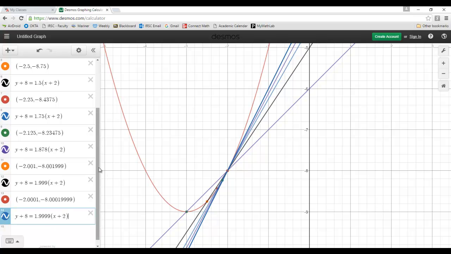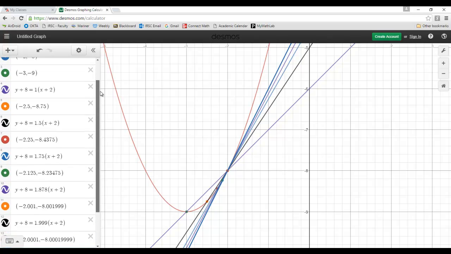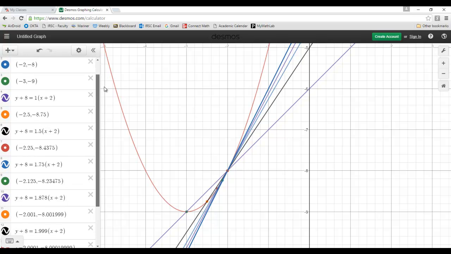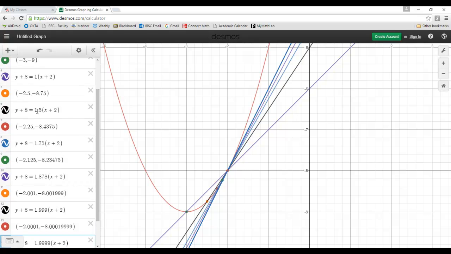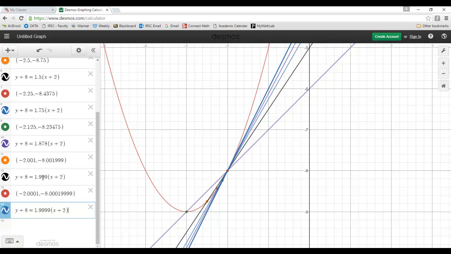So I hope now we can see that graphically we're getting better and better approximations of our tangent line, and I hope we can see by examining the progression of the slopes what number the slope is approaching. We started off 1, 1.5, 1.75, 1.878, 1.999, 1.9999. Got a guess? It looks like 2 to me. Okay? I think we can safely assume that the slope of the tangent line is going to be 2.